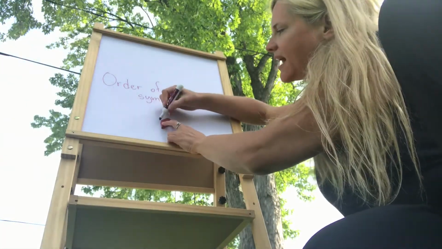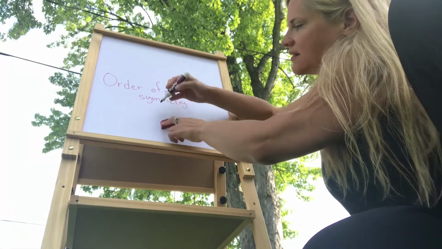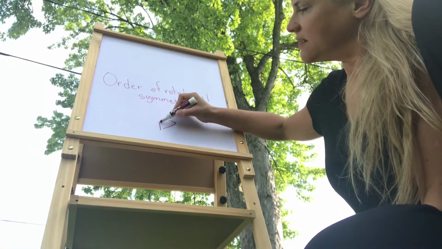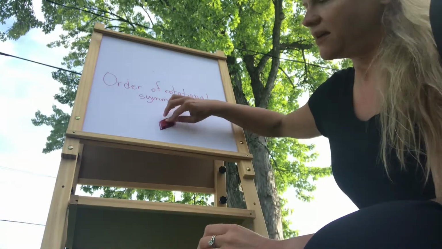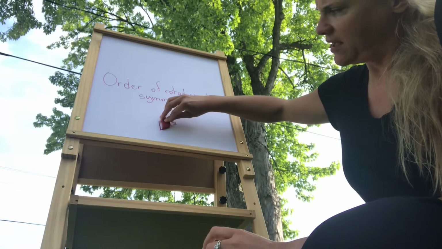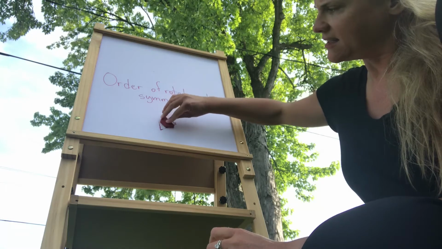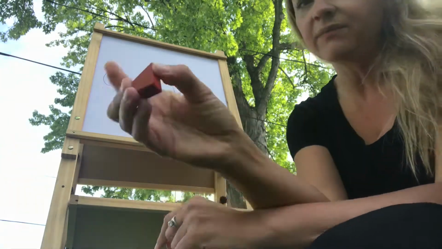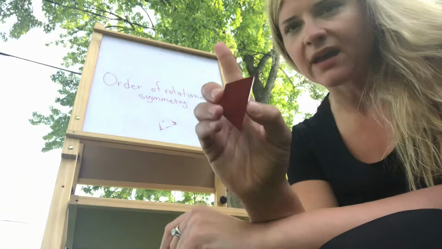I'll start by outlining it. All right, I'm going to turn it now. We're rotating the shape. It has not fit inside the outline yet. And boom, once. So this figure, this two-dimensional shape, has an order of rotational symmetry of 1.